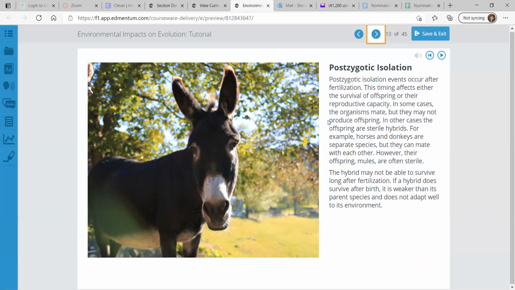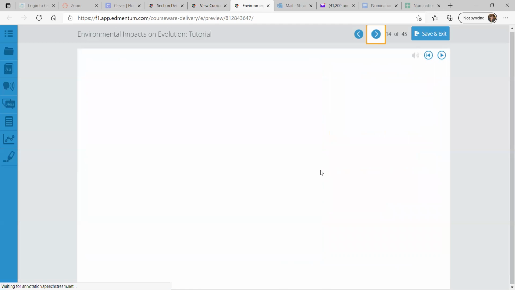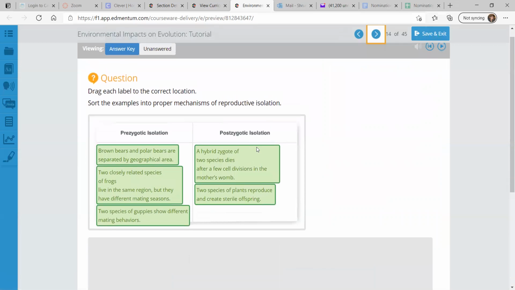So the hybrid may not be able to survive long after fertilization. If a hybrid does survive after birth, it's weaker than its parent species, and it's not able to adapt well to the environment. I mean, not being able to reproduce is a big, hold up. You can't really improve if you're the end of the line.